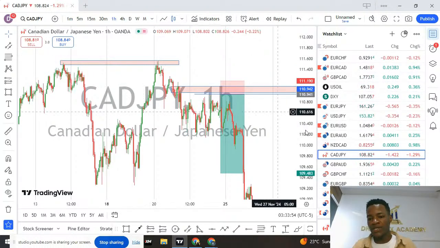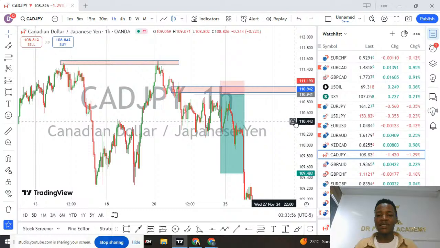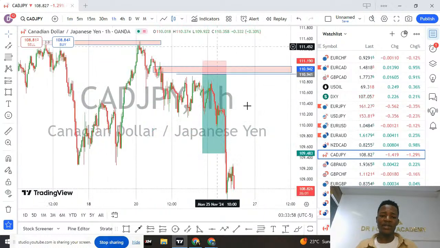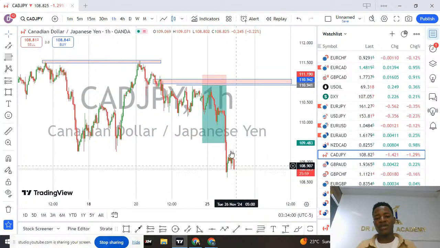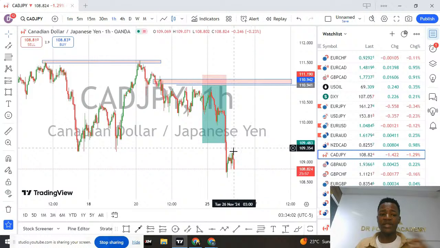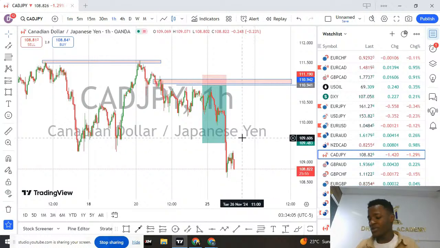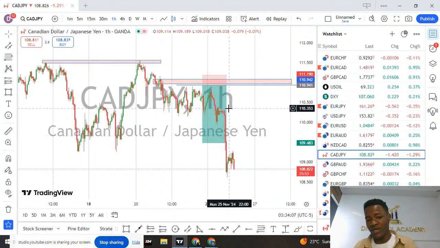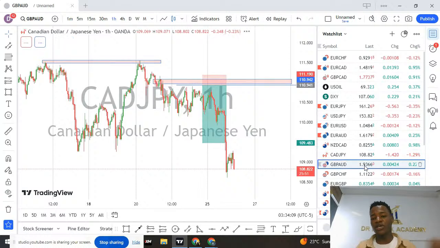Okay, let's go to GBP AUD. For us currently, after this impulsive movement, I can give you another entry. I know this is going to more sales, but now I can give you another re-entry here because the market has made very impulsive movements. Let's go to GBP AUD.